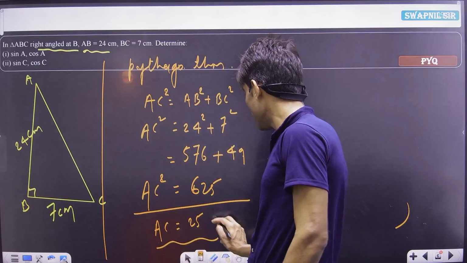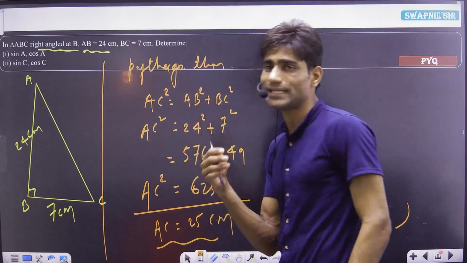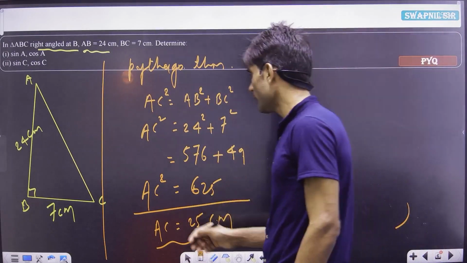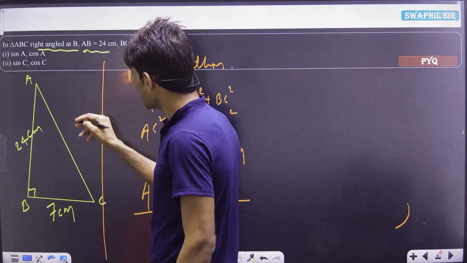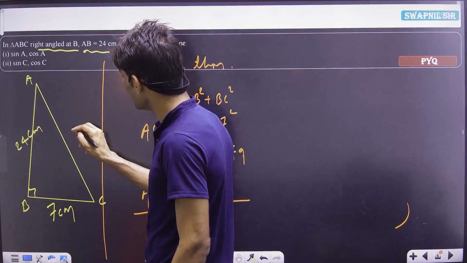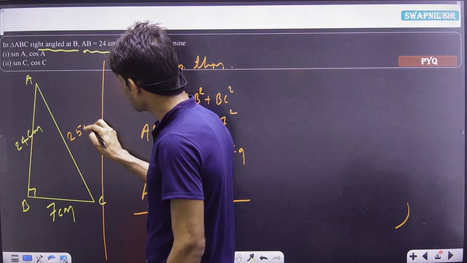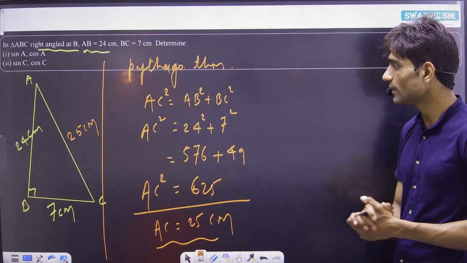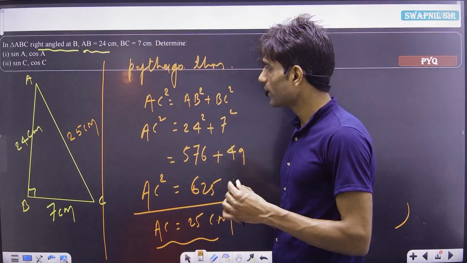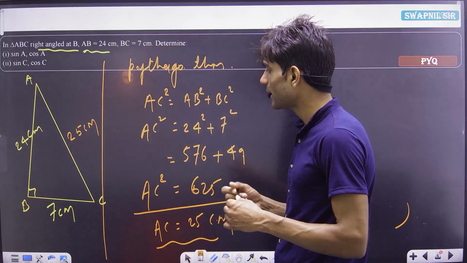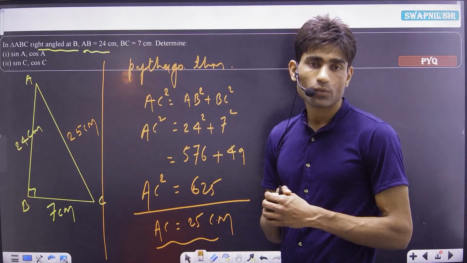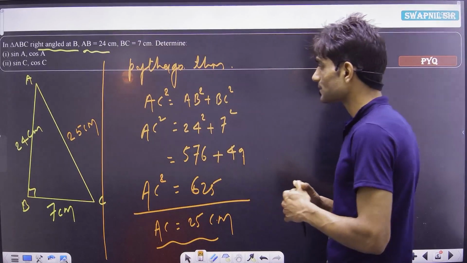AC can be written as 25 centimeter, because we know that 625 has a perfect square root, which is 25. So we have the value for hypotenuse AC, which is 25 centimeter. So we have three sides: side AB 24 centimeter, side BC 7 centimeter, side AC 25 centimeter.